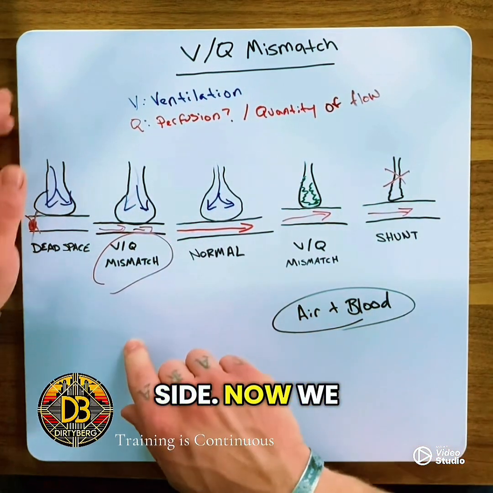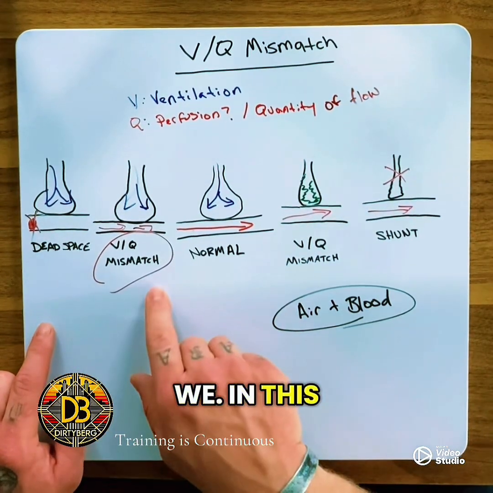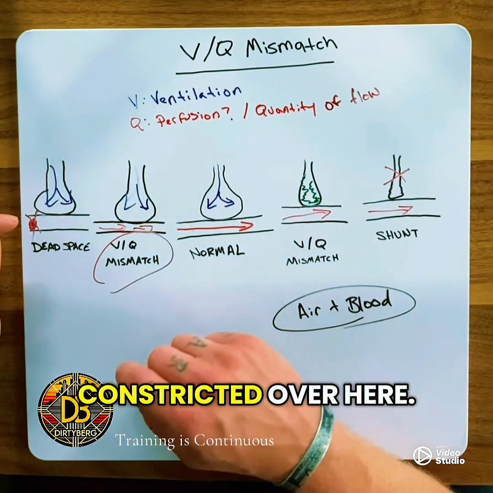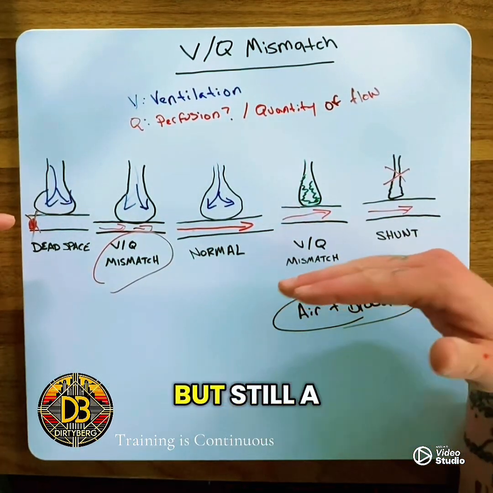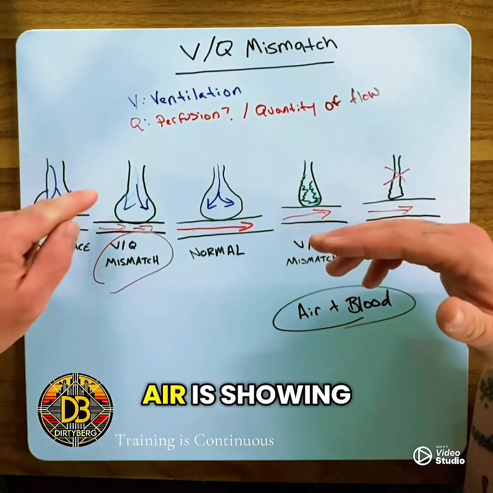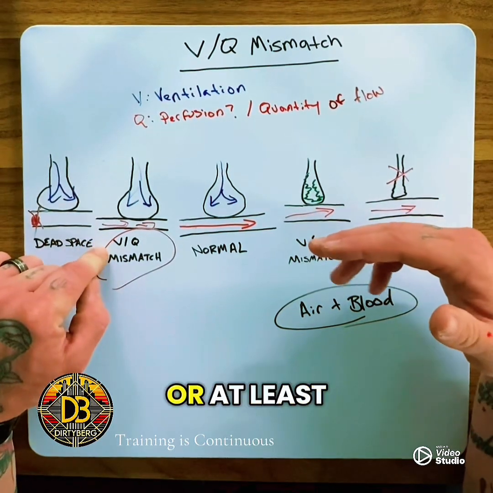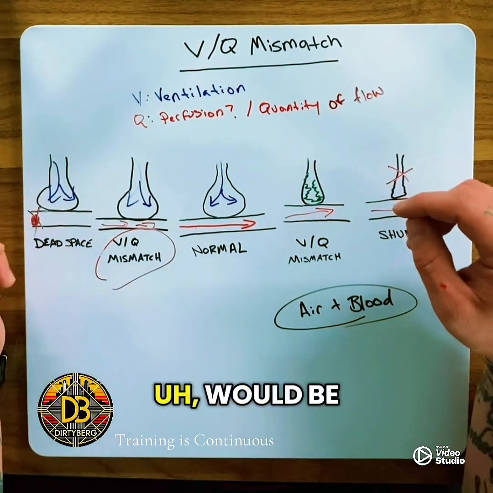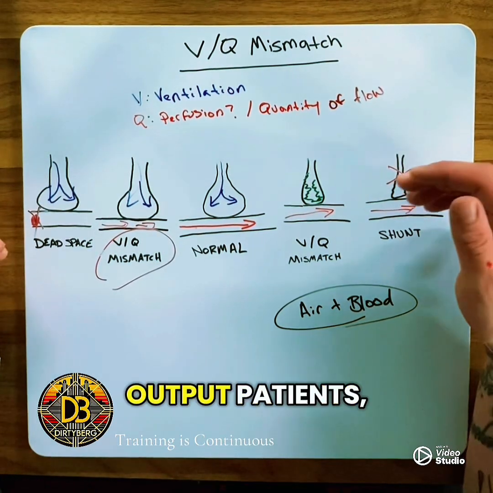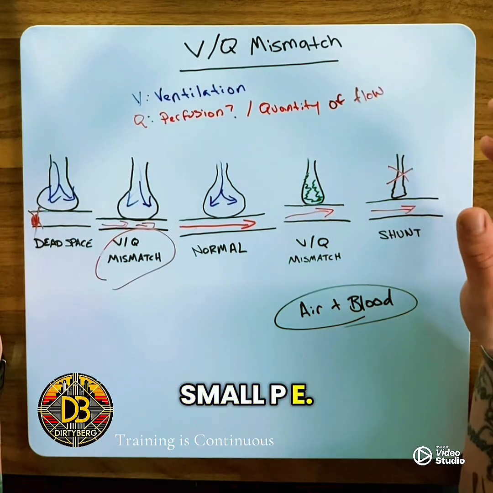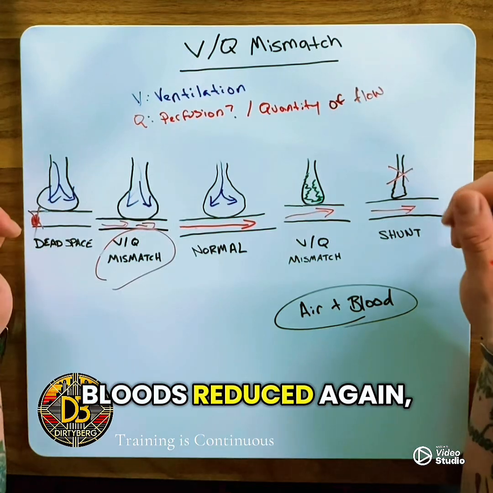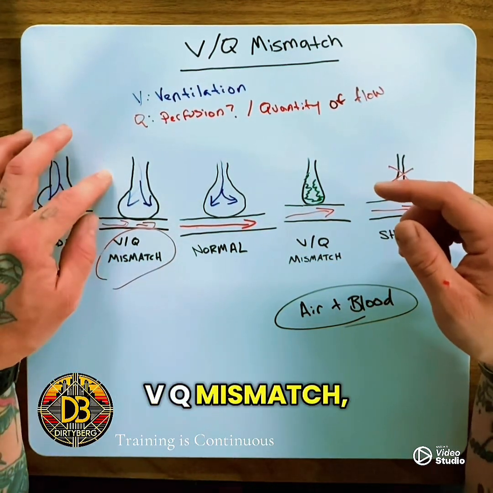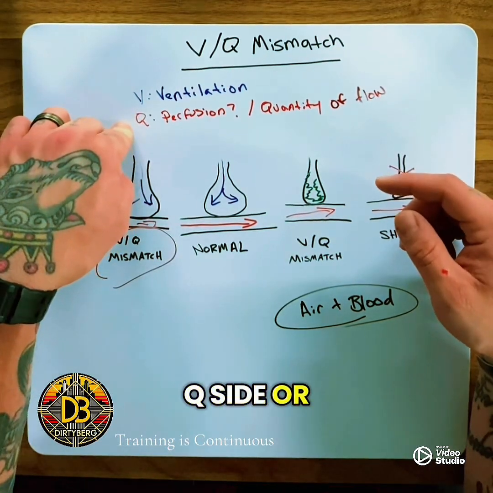So if we go towards dead space, in this mismatch, we have a healthy little alveolus here, and we have some reduced blood flow. I drew it a little more constricted over here. So now we're heading in the opposite direction, but still a problem creating an oxygenation issue. Air is showing up, but the blood is not, or at least not as well. This low flow state would be like our shocked patients, our low cardiac output patients, maybe even a small PE. So air's good, blood's reduced. Again, just like over here, gas exchange is still happening, but just not enough. So again, VQ mismatch. But this time, it's on the Q side or the flow side.